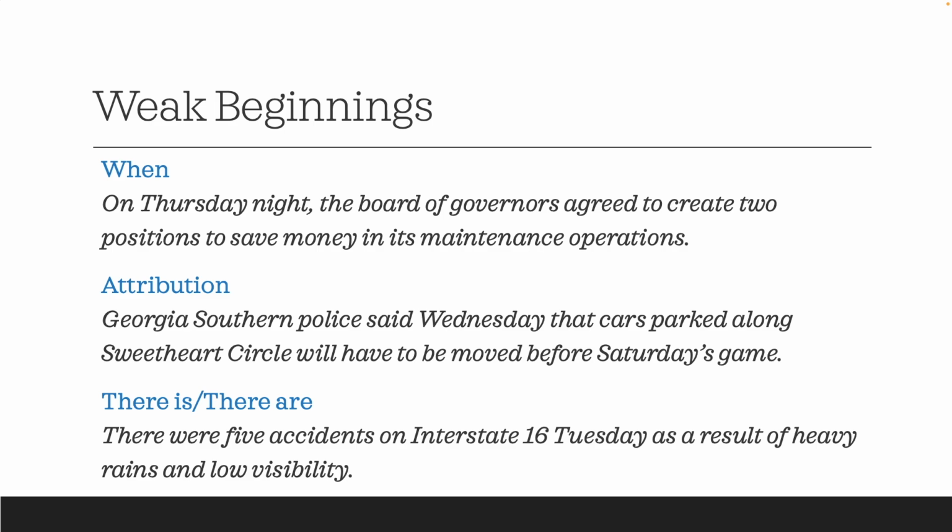All right, one more. There is and there are. This is mentioned in your book, but I wanted to point it out because people always miss this question for some reason on this quiz. There's actually, I think, 2 questions that allude to there is and there are not being a good way to start a sentence. So, there were 5 accidents on Interstate 16 Tuesday. 5 accidents occurred on Interstate 16 Tuesday is much better. So taking off there were, there are, there is, the beginning of a lead can make it stronger, okay?